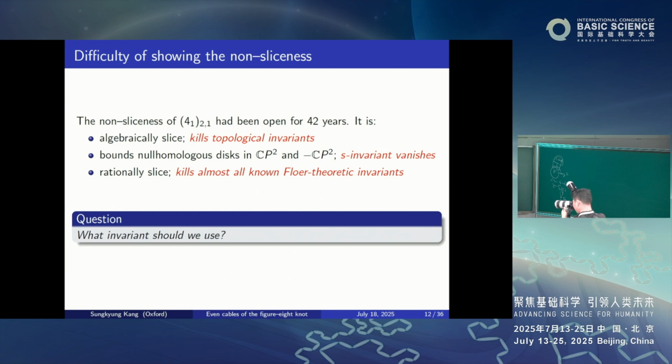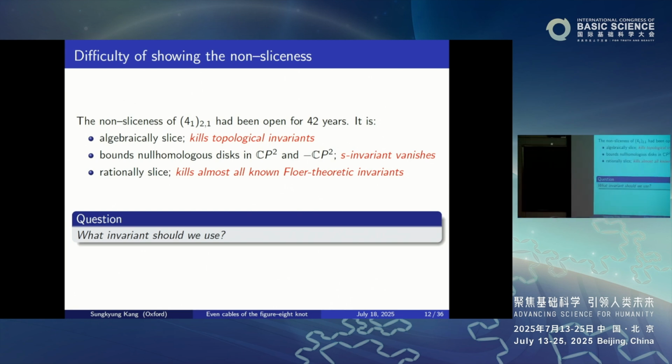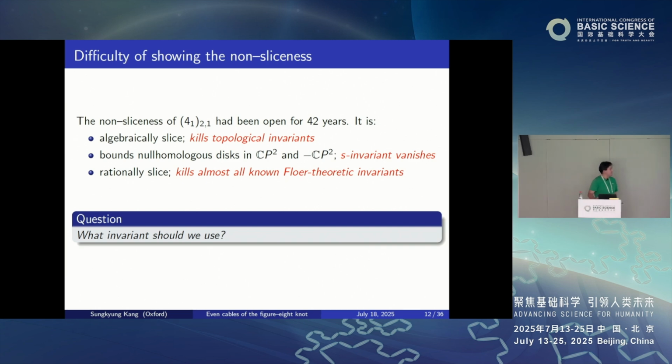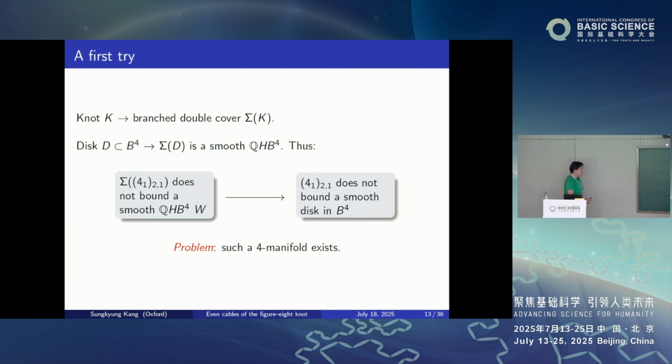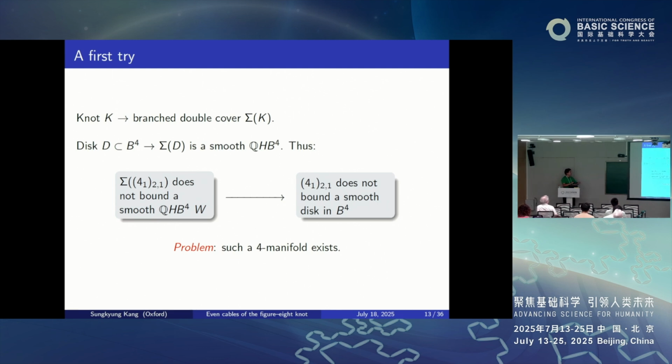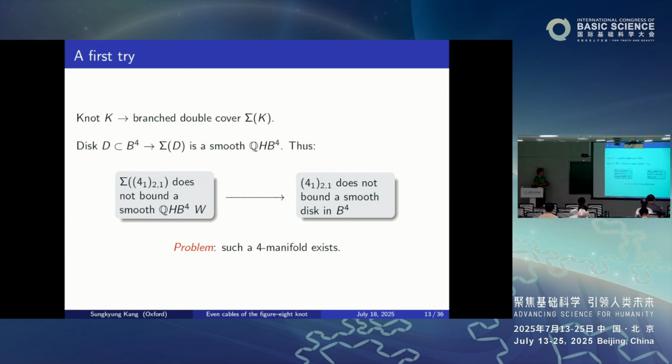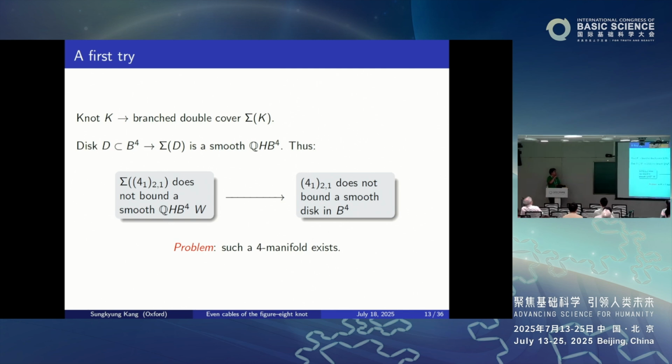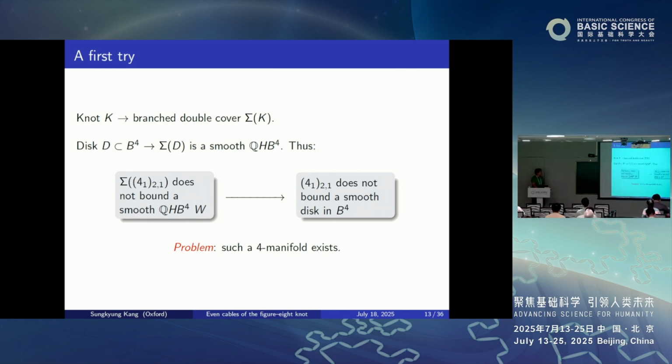So there are so many invariants that vanish for these examples. What invariant should we use? Our vague idea starts from a strategy which is kind of classical. You have a knot. Instead of doing some surgery, you take its branched double cover. You remove the neighborhood of your knot, take a double cover, and then you glue a solid torus back in. That is a three-manifold, right? It's a rational homology sphere.